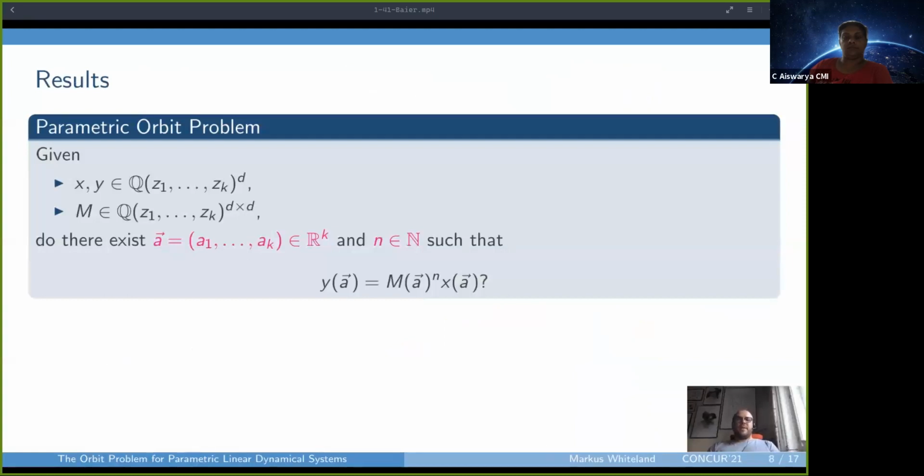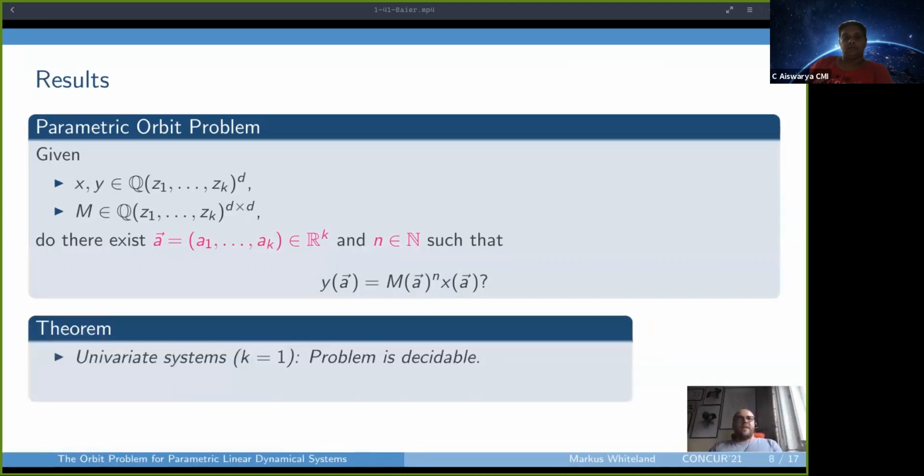Let me now state the results of the paper. Recall the problem statement. Our initial and target vector as well as the update matrix have rational function entries. We want to know whether there exists an instantiation of the variable such that the induced target vector is in the orbit of the induced dynamical system. Our main theorem has some good news and some bad news. For univariate systems, i.e. there is only one variable, the parametric orbit problem is decidable. For multivariate systems, i.e. there are at least two variables, the parametric orbit problem is Skolem hard.